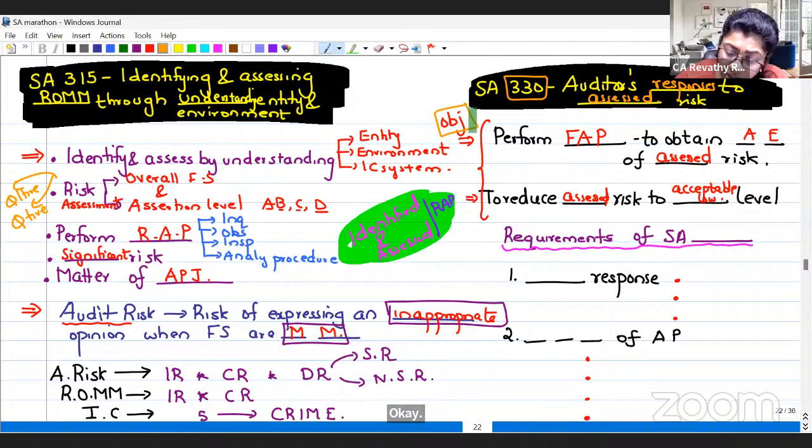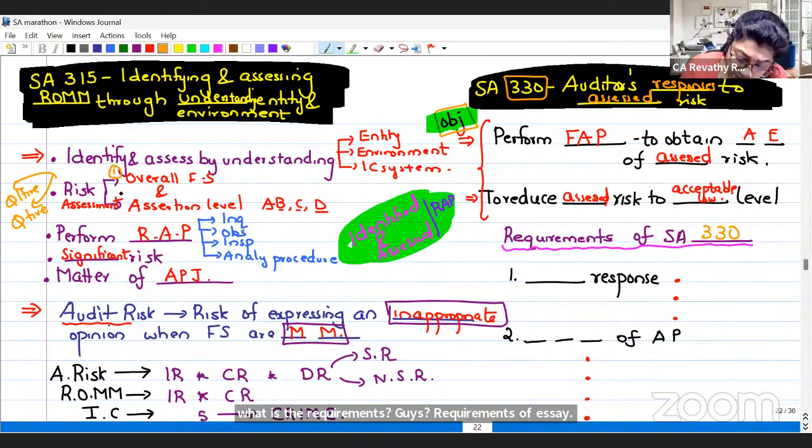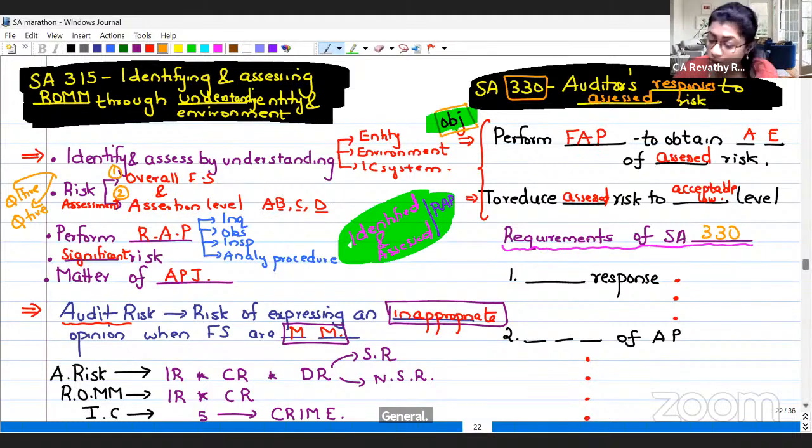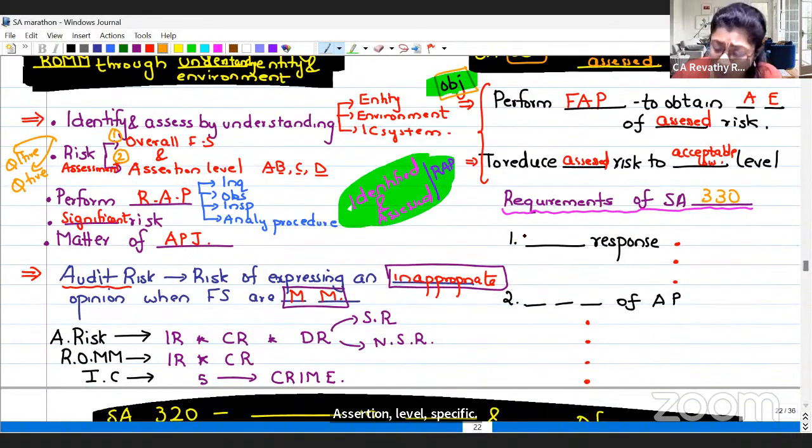Okay. Now, what are the requirements of SA 330? See, risk can happen in how many levels? We said overall general and assertion level specific. Now, how would you respond?